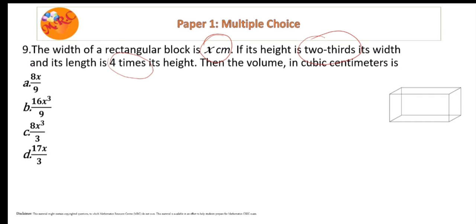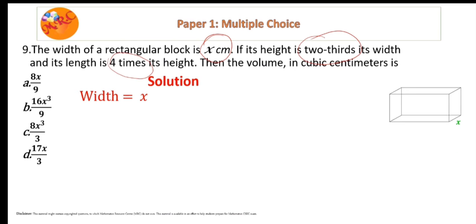Let's get a diagram. So that's a rectangular block. In other words, we could call it a cuboid. We're interested in finding the volume, right? But before we find the volume, we need to know the length, the width, and the height. They start off with the width, saying that the width is x centimeter. So the width equals x. Putting that on our diagram now.